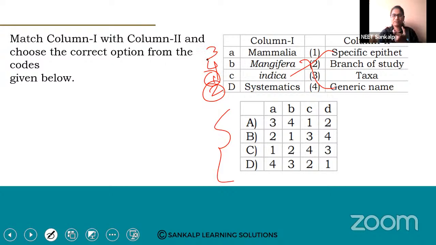In which box will you find 3, 4, 1, 2? It's nothing but option A. Yes, YouTube students, the right answer is here. Most of you answered it correctly. Option A, 3, 4, 1, 2 is the right answer, guys. Let us proceed to the next question.